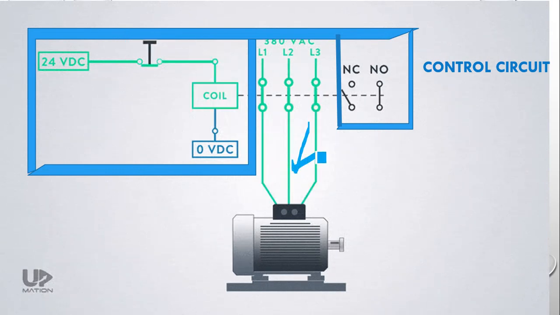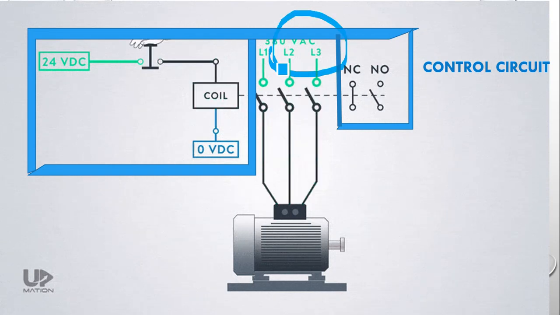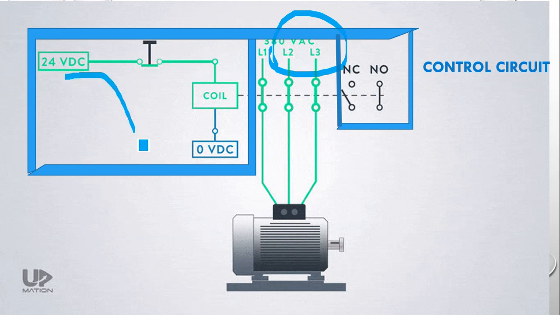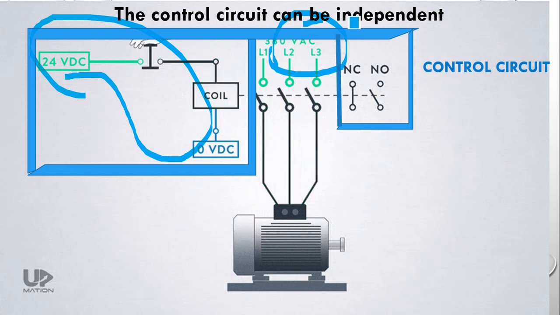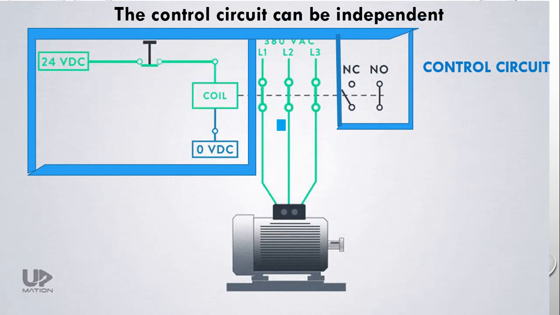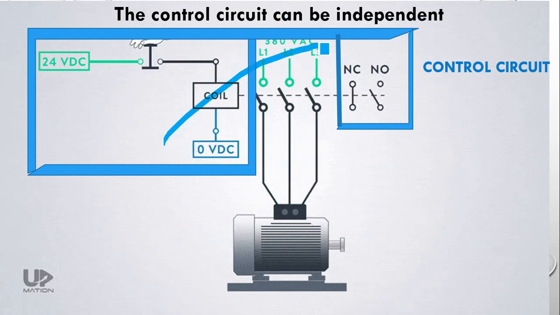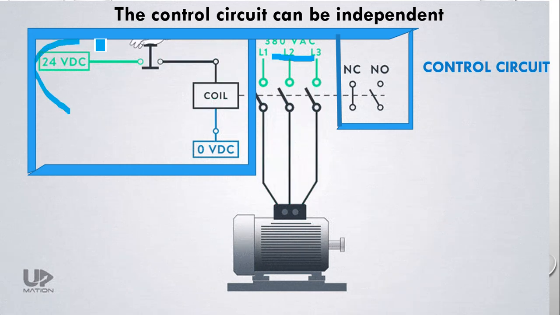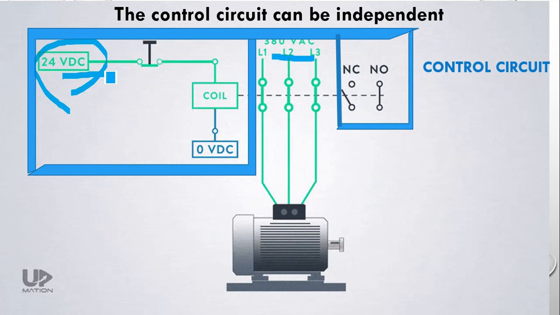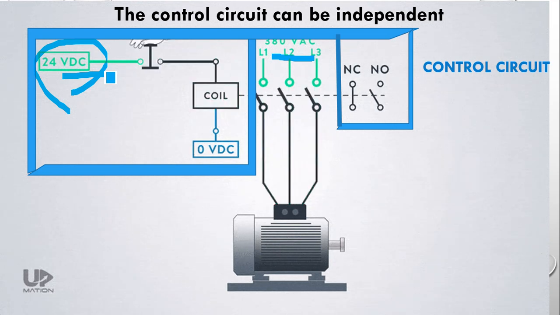Otherwise, the motor will work. So we can understand that an AC three-phase 380 volt motor can be controlled by a separate circuit that is known as the control circuit, and the control circuit can be independent. There is no electrical connection required between the power circuit and the control circuit. Both are independent. Even the control coil can be operated with any voltage you desire. It can be 24 volt DC, 48 volt DC, 110 volt DC, or 230 volt AC, 415 volt AC, whatever voltage you require, you can get for the coil.